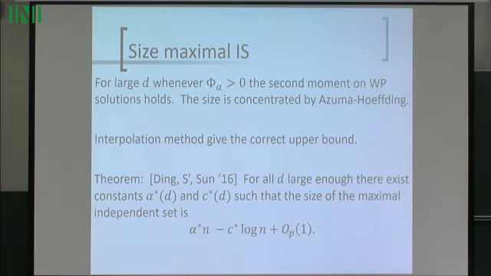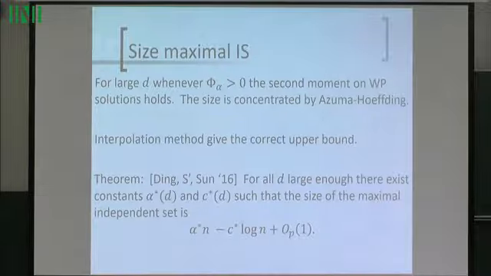whenever the number of warning propagation equations has a positive exponential rate of growth, then the second moment method works, and that tells you that there are a reasonable number, of order alpha n, independent sets of that size. And the size of the maximal independent set is concentrated by the Azuma-Hoeffding inequality. So this is at least a lower bound on the number of independent sets. And you can use the interpolation method from yesterday to prove the right upper bound.